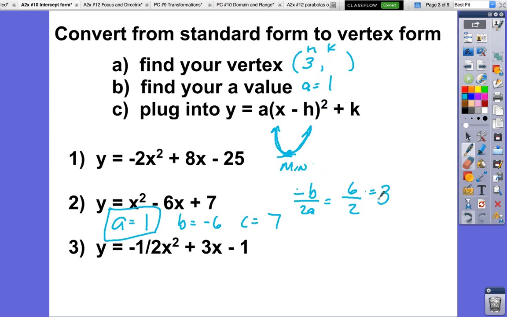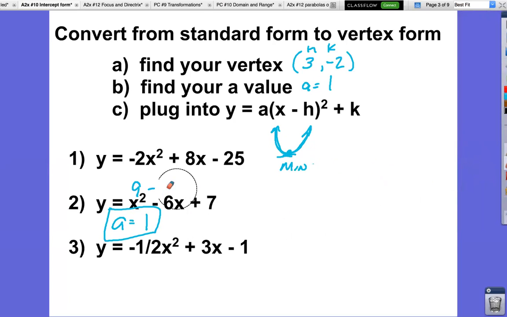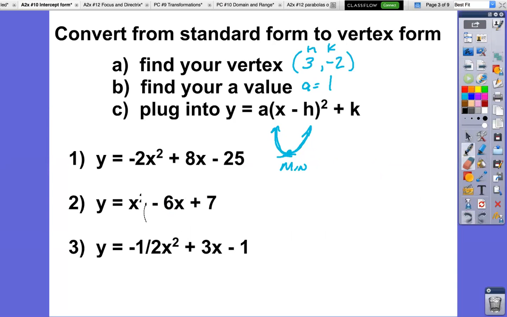My k value, plug it back in. Nine minus 18 is negative 9, plus 7 is negative 2. And my final answer is y equals, my a value is 1. I can put a 1 there, but I don't need to. What goes in the parentheses this time? X minus 3. And minus 2 on the outside.